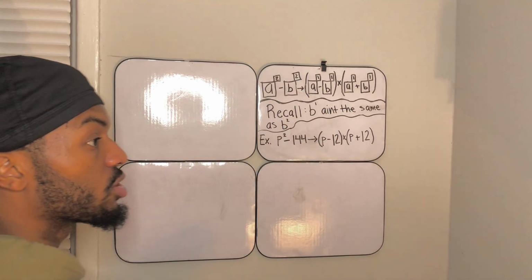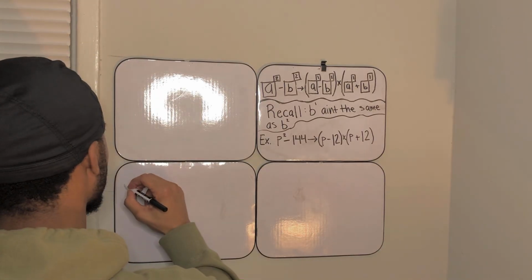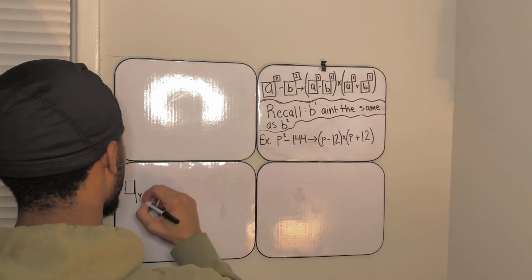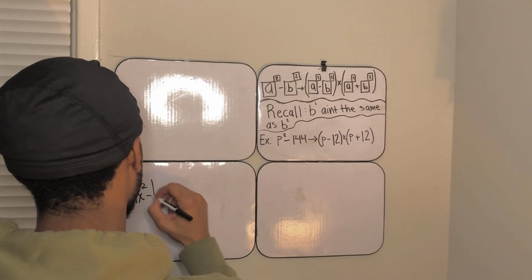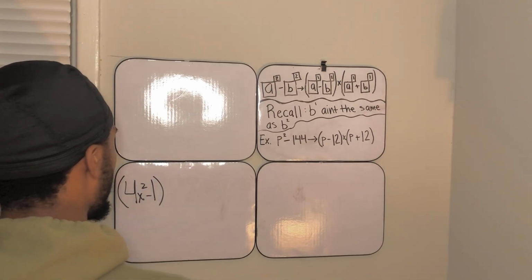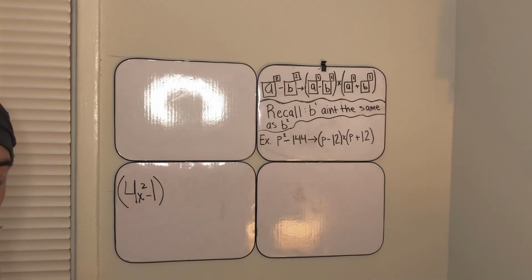What's next? The next one we have is 4x squared minus 1. Take a little second and see if you can figure this one out.